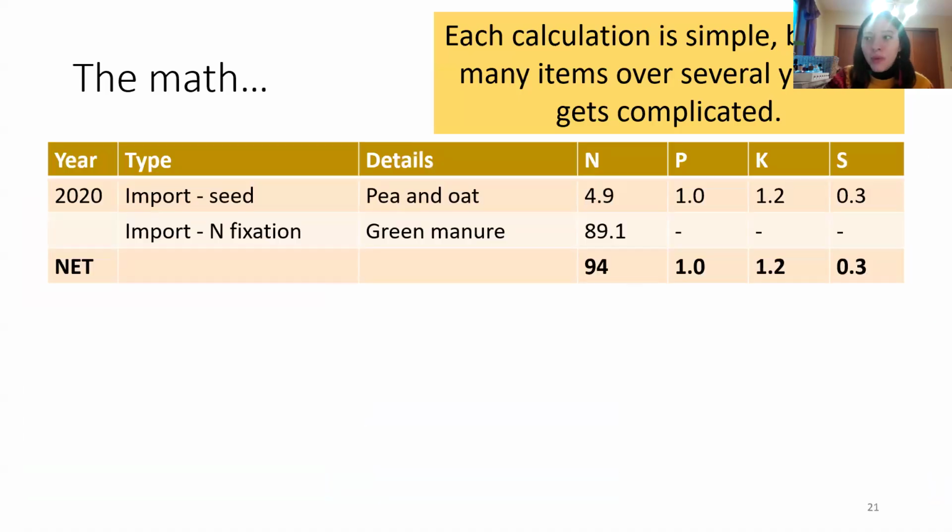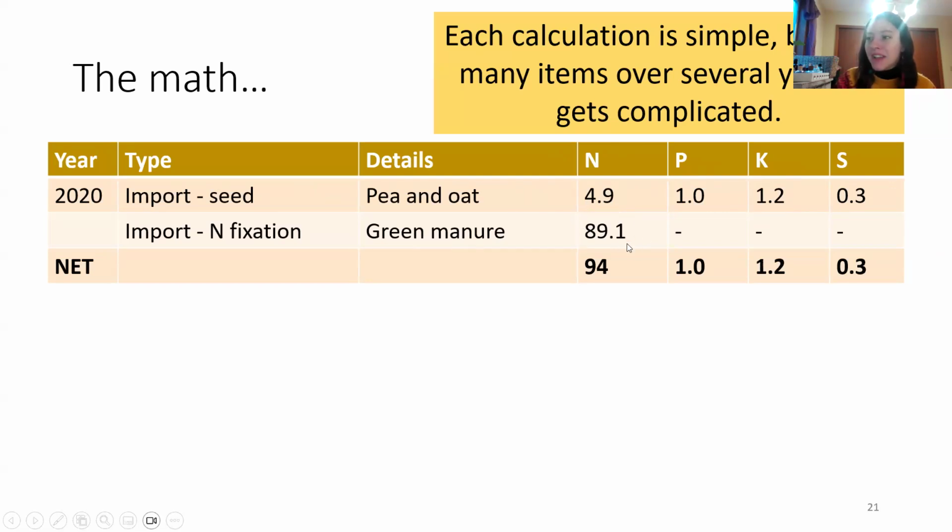So an example being an import of pea and oat. We've put that in. Deb, can you see my mouse when I'm on my monitor? Yep, I can. Okay, nice. So with that pea and oat, we've imported a tiny bit of N, P, K, and S just from the seed itself. And I like to remind people that even in crop loss years, always put your seed in because there's a little bit of fertility there.